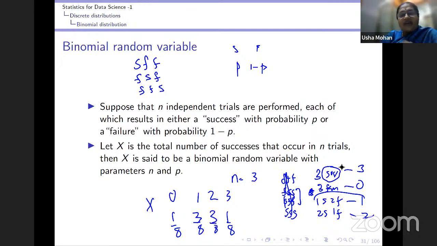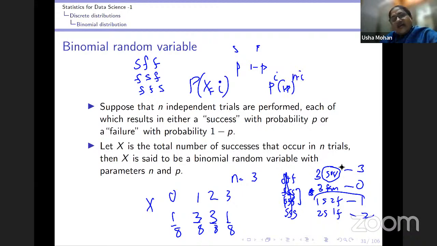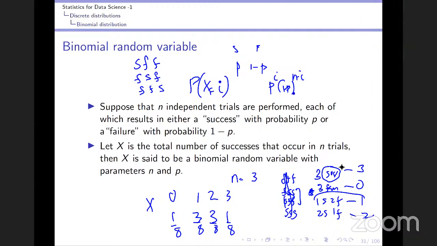In general, if I'm having n tosses, the probability of X equal to i would be, I have i successes, so I'll have n minus i failures. Is that right? I have i successes and n minus i failures. The n minus i failures happen with probability 1 minus p. Since the i successes are identical and independent, I can multiply them. Remember our multiplication rule. Is that clear?